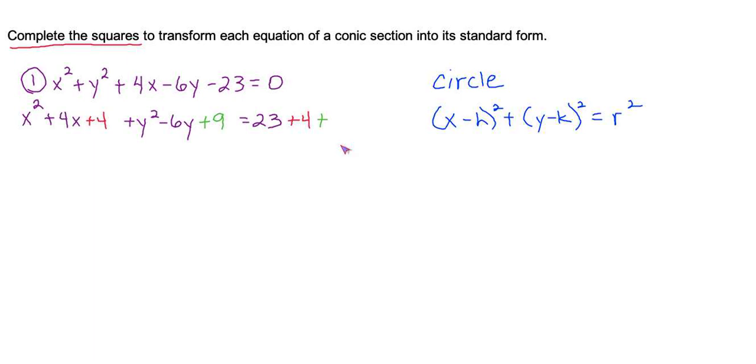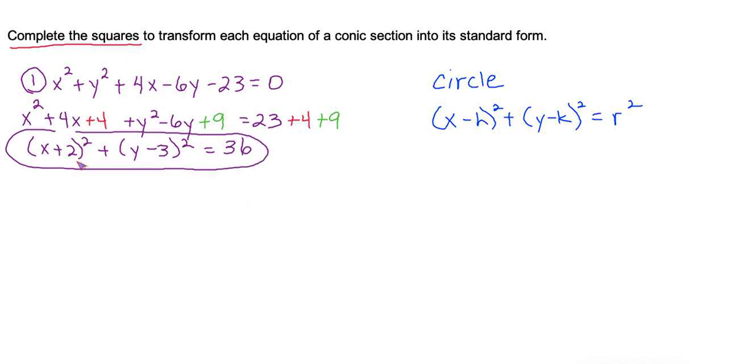Now we see that we've made both of these perfect squares. This is x plus 2 quantity squared. This is y minus 3 quantity squared. And then the 23 plus 4 plus 9 gives me 36. So now I have this in this wonderful, nice standard form, so I can just read right off that the center would be negative 2, positive 3. The radius, if r squared is 36, the radius is 6.